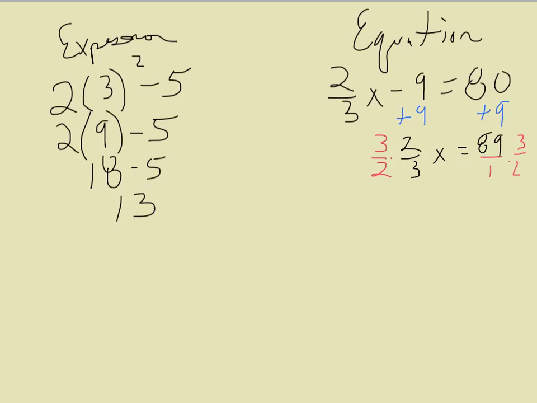So the 2's are going to reduce, the 3's are going to reduce. That leaves me only with the x. And 89 times 3 over 2 is going to be 267 halves. So a very beautiful number. But the idea is that when you are solving an equation, you're undoing everything. So you're working backwards. It's almost like the opposite of PEMDAS.